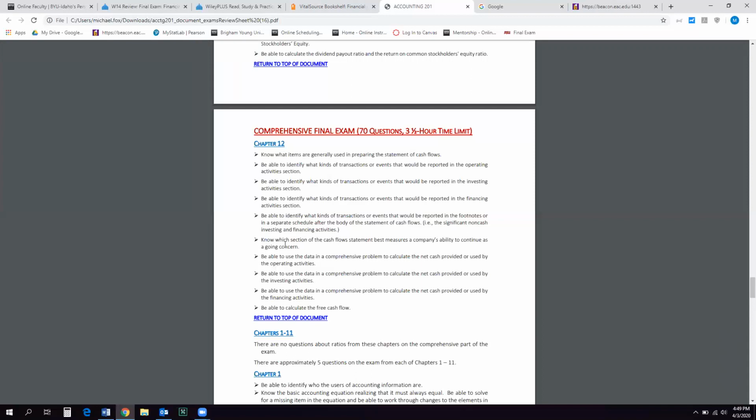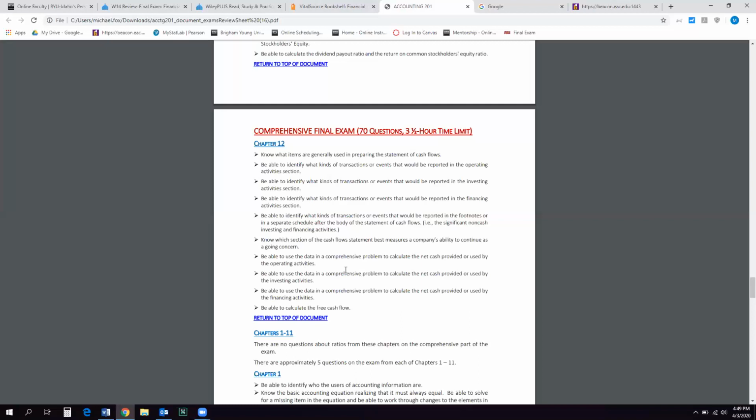So the short answer is it's the operating section. All right. So these next three, we have to be able to use data in a comprehensive problem to calculate the net cash provided or used by operating activities, investing activities, and financing activities. In other words, you have to be able to create a statement of cash flows from the appropriate information. That's all. I don't know what else to say about that other than make sure you can do that.